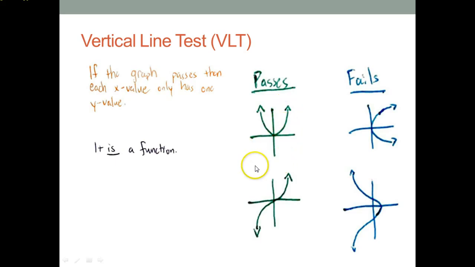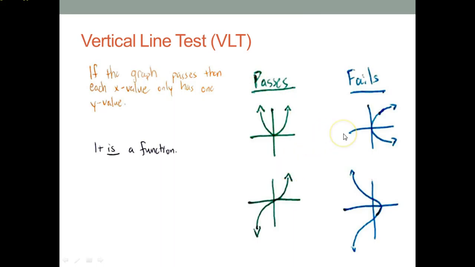Alright, here also, when I draw a vertical line, even here where it's getting really close to touching twice, it's just touching once. So anytime I draw a vertical line on the second graph below, it only goes through that graph one time. So that's why it passes the vertical line test.